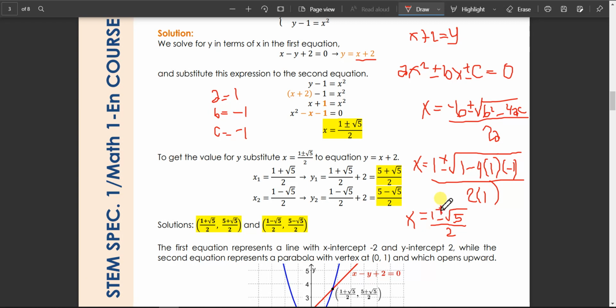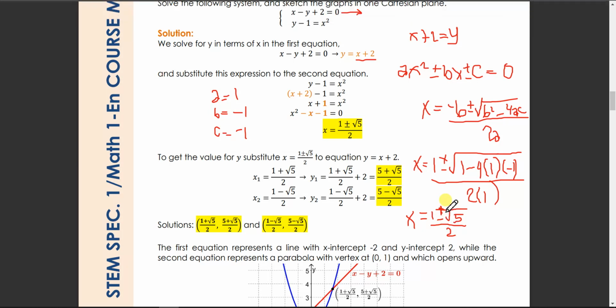So sir, unsa man ng plus ug minus dira? So unsa man siya paggamit? So that only means that our x has two values. So ang isa niya ka value is 1 plus square root of 5 over 2. Then ang isa ka value sa tong x is 1 minus the square root of 5 over 2. So meaning there are 2 points that our two equations intersect.